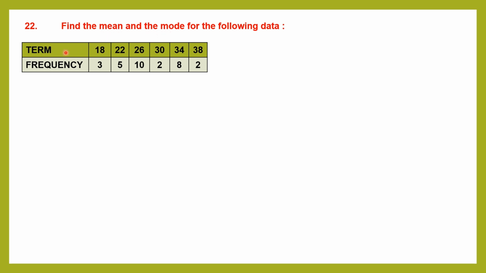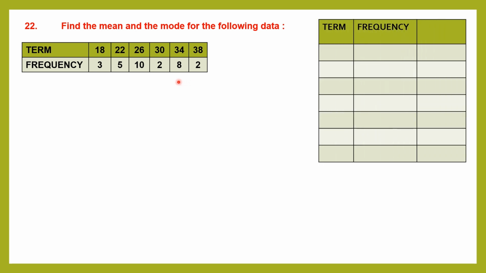Now to find the mean, what have we been given? We've been given the terms and we've been given the frequency. Now what is the formula to find the mean? Sum of the observations by the number of observations. So here we have all the observations. We have the number of observations, but we don't have the sum of observations. So we're going to draw a frequency distribution table.